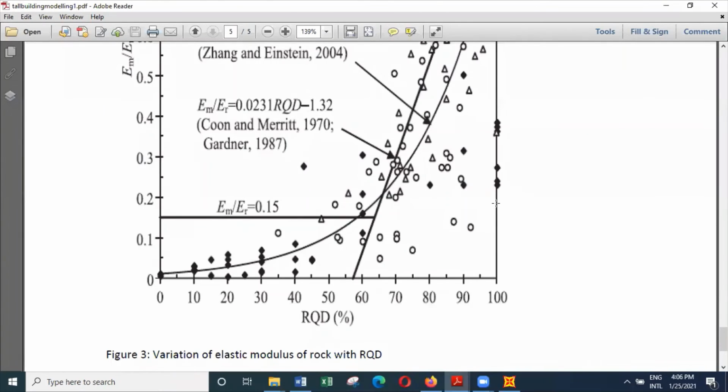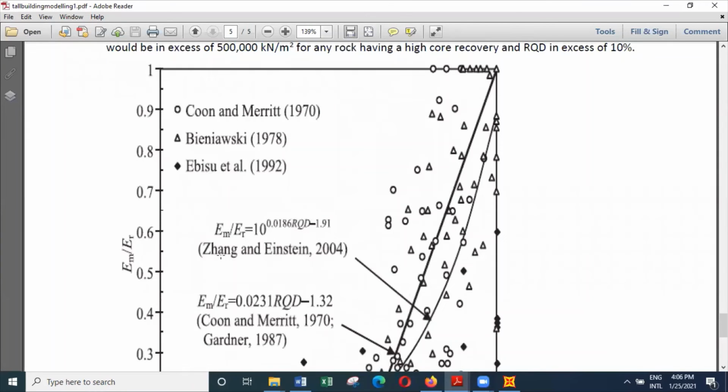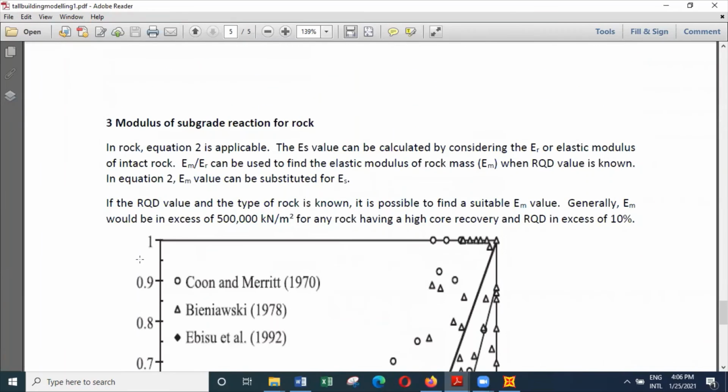So if RQD is a low value, like here, then this factor will be very small, and EM is the elastic modulus of the rock mass without any fractures. So if you have a rock, you have to estimate the elastic modulus.